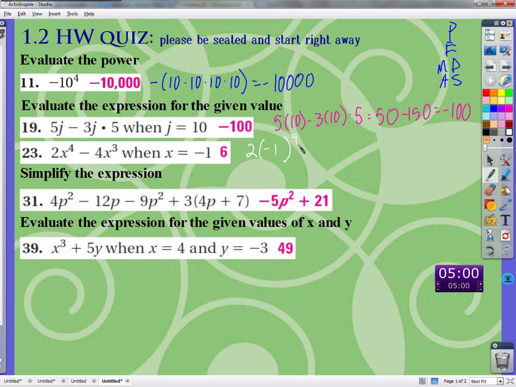That's raised to the 4th, minus 4 times negative 1 to the 3rd. So if I multiply negative 1 by itself 4 times, what will I get? 1. We get negative 1 times negative 1 will be positive 1, and then this other two ones, negative 1 times negative 1 will also be positive 1. 1 times 1 is 1. So 2. What about when you multiply negative 1 by itself 3 times? Negative 1. If you multiply an odd number of times, you'll come up with that last negative 1 that makes the whole thing negative. So we have negative 1 times negative 4. Positive 4, that's 6.